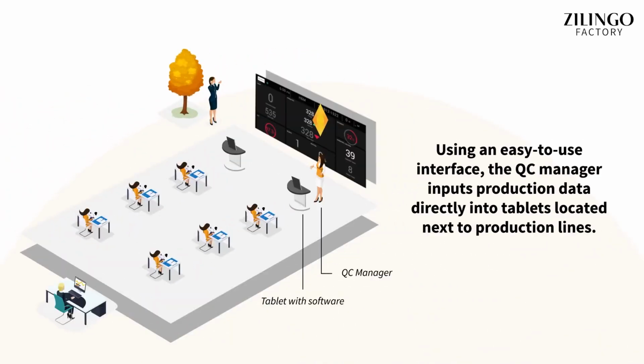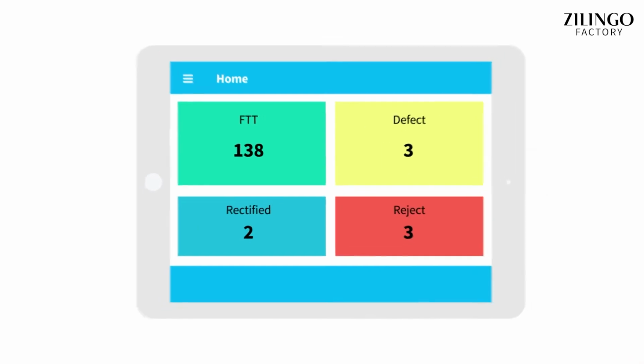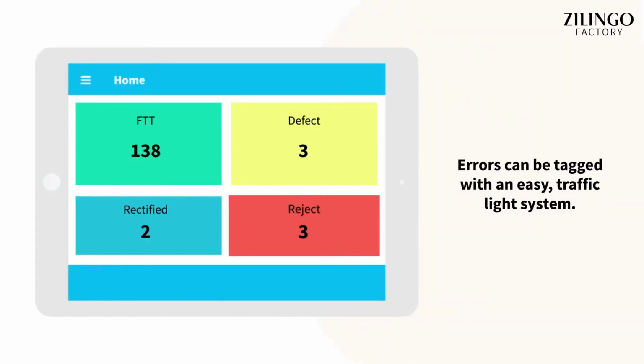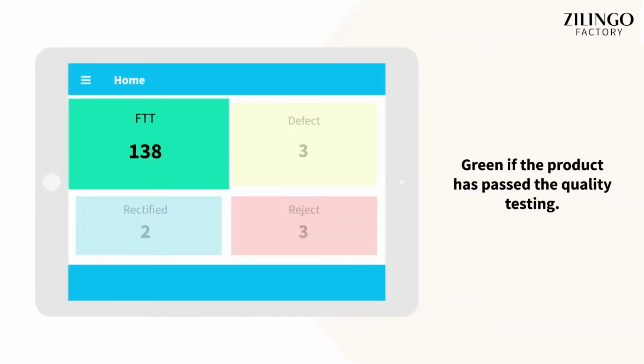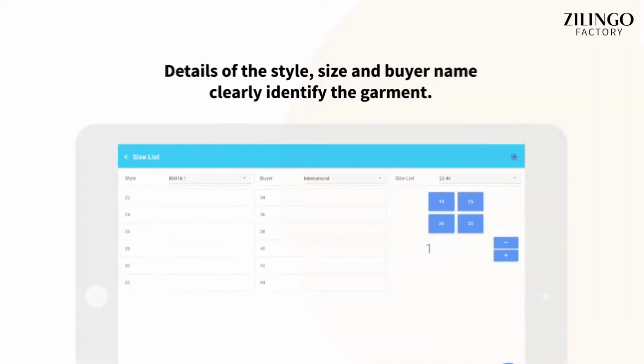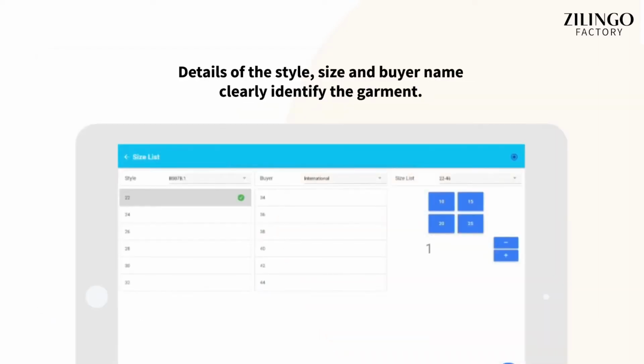Using an easy-to-use interface, the QC manager inputs production data directly into tablets located next to production lines. Errors can be tagged with an easy traffic light system. Green if the product has passed the quality testing. Details of style, size, and buyer name clearly identify the garment.